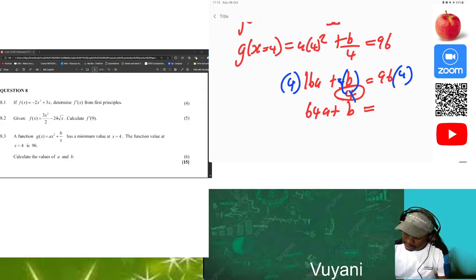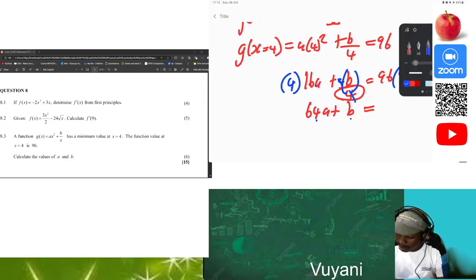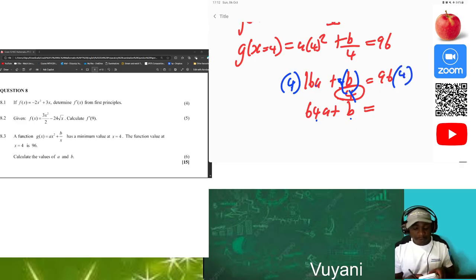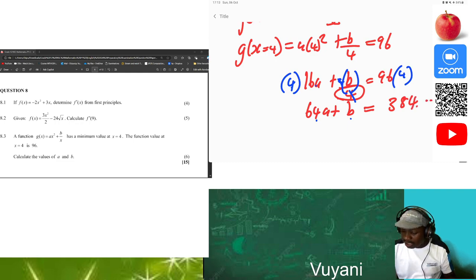So this and this will cancel, then I am left with b. Then 16 times 4 is 64, the same thing which we did above there. Then 96 times 4 will be 384. Now this can be our equation 2.